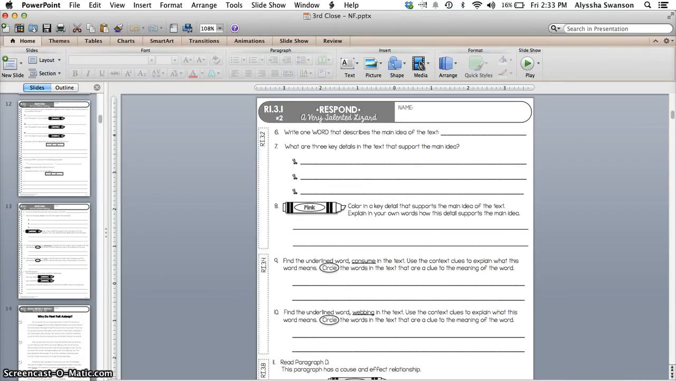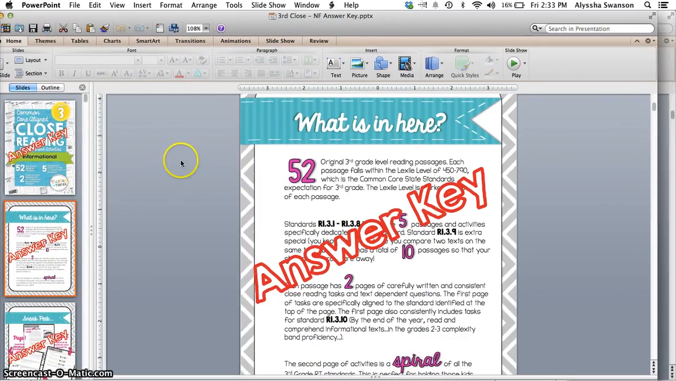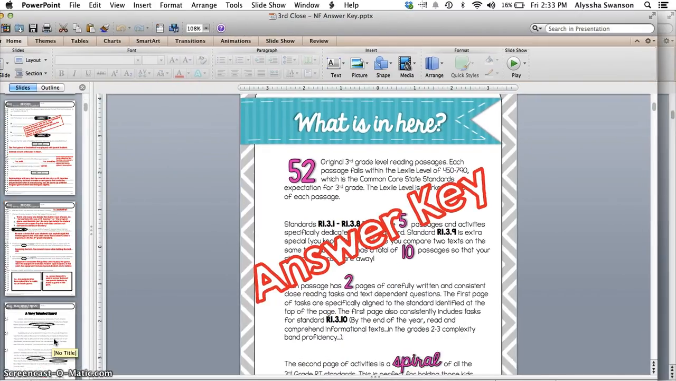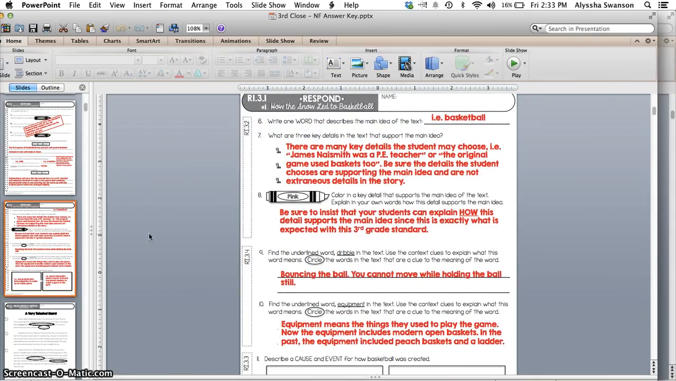Something else that I've included is a detailed answer key that goes along with this. The answer key really is meant to be more suggestions for you, because in close reading, there is going to be more than one interpretation if the text is complex. So, for example, right here, write 1 word that describes the main idea of the text. Well, I've given you an example of basketball to start with, to maybe go back to your students and say, well, what about if we used this word? To give you a launching point if you need one. And that's the same throughout this answer key.